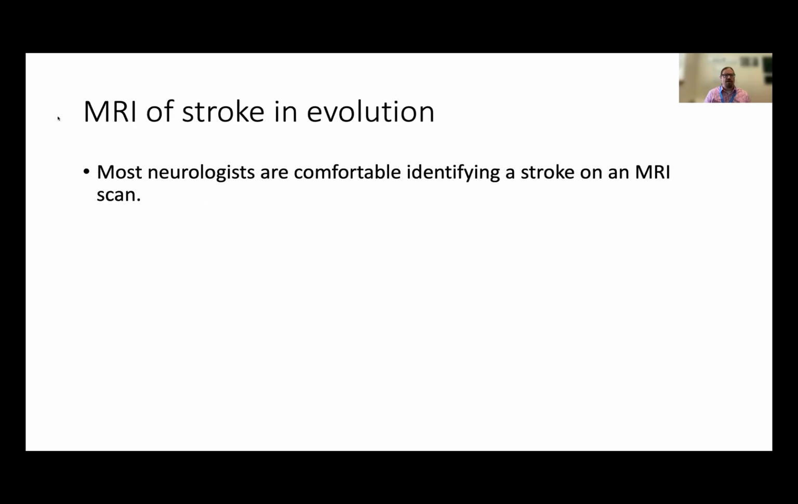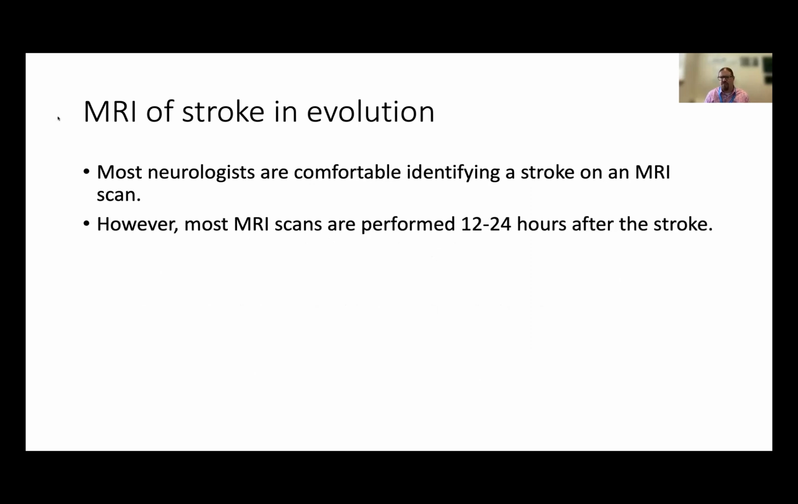So when we think of MRI and stroke, I think most people are comfortable looking at strokes on MRIs and pointing out the lesion. But that's largely based on MRI scans that are done about 12 to 24 hours after the stroke has occurred. And that's really just a logistical aspect of stroke care: early imaging tends to be CT based, and MRIs usually happen subacutely, in the hours later when the patient's admitted to the hospital.